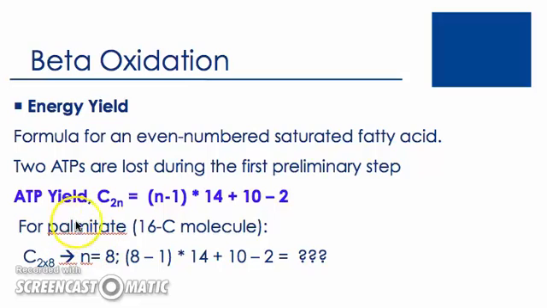Here's an example of doing a calculation with a fatty acid palmitate, a 16-carbon, therefore even-numbered saturated fatty acid chain. So with a 16-carbon molecule, looking at 2N, we have N equals 8, and plugging in that information, in the parentheses we have 8 minus 1 times 14 plus 10 minus 2. So going through that calculation of 7 times 14 plus 10 minus 2, we get a total of 106.